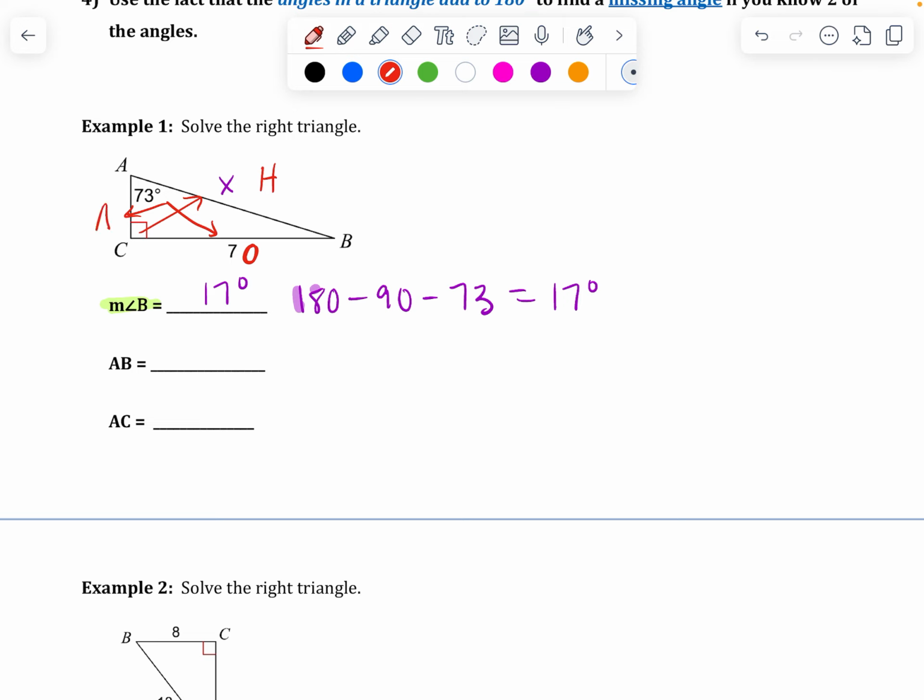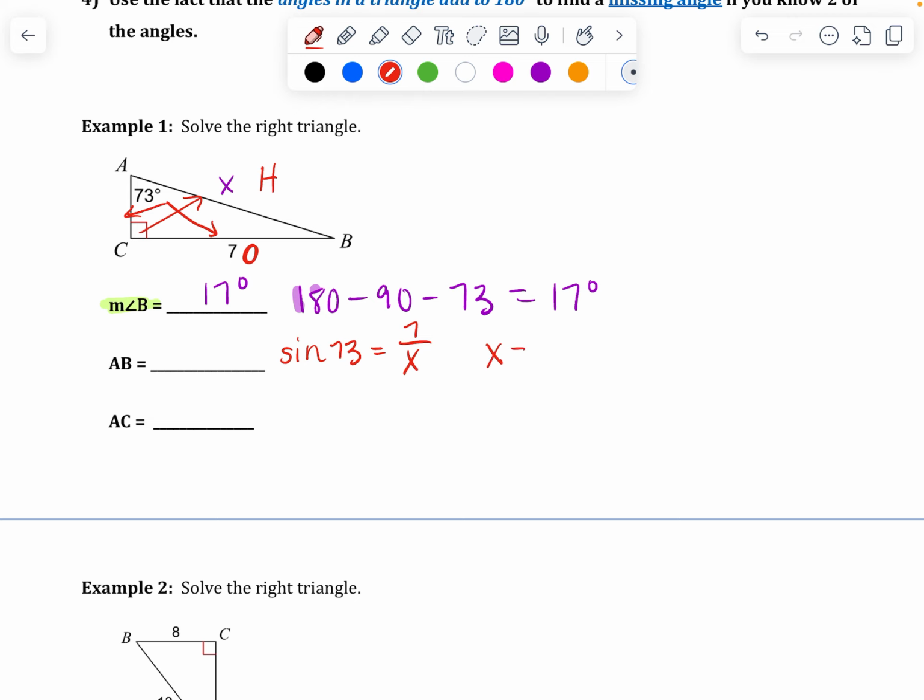I'm not even going to bother labeling this adjacent side because there's nothing on it anyway. There's no variable. There's no number. So I'm not going to bother with that for right now because I'm focused on solving for where I put the x. So I know that it's the sine equation I'm going to use. So the sine of 73 equals the opposite leg, which is 7, over the hypotenuse, which is x.